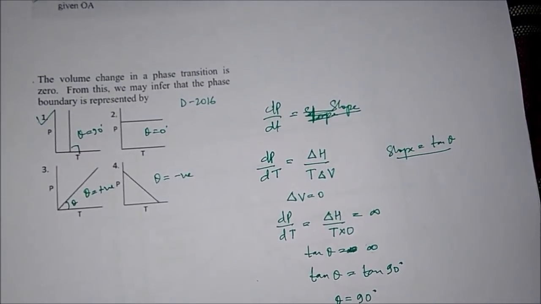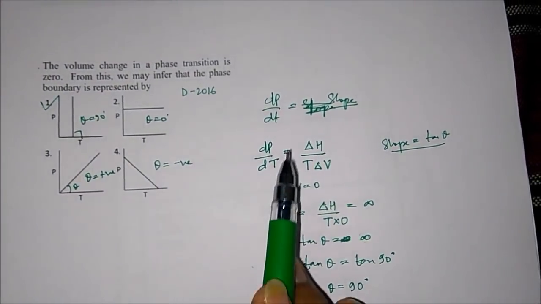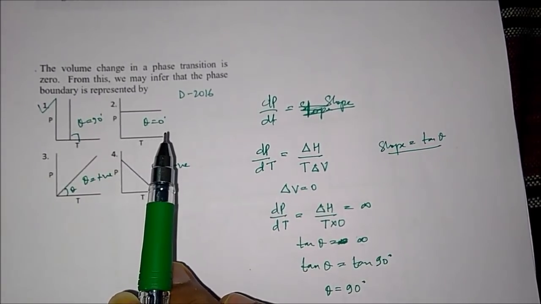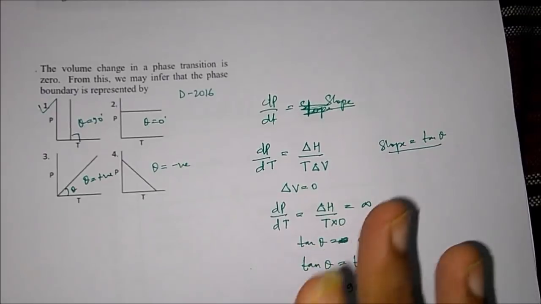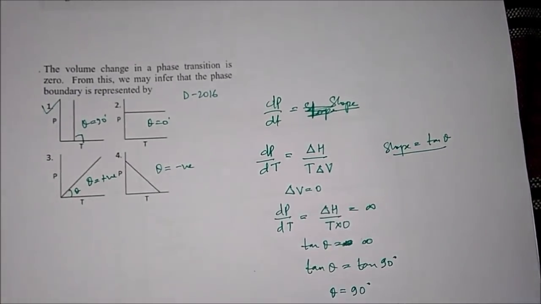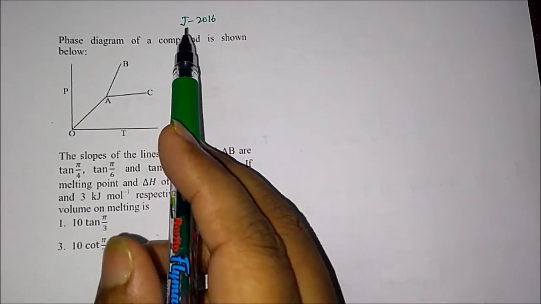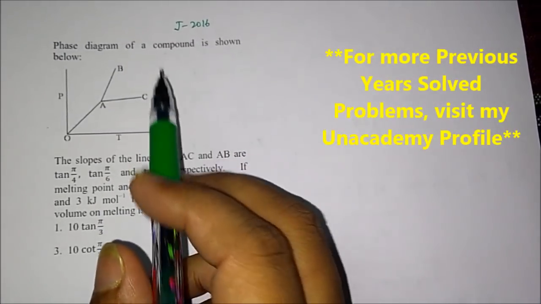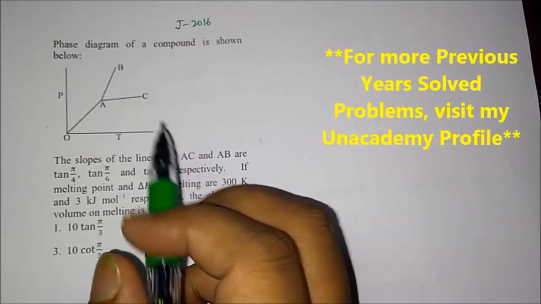So see how simple this question was. This could have been done easily by using your Clausius-Clapeyron equation, and this question came for 4 marks. Alright, so like this it was done. Now let's move on to one more question. We'll take one more question from the June 2016 exam, and this question was also asked for 4 marks, so it is a very good question as well.